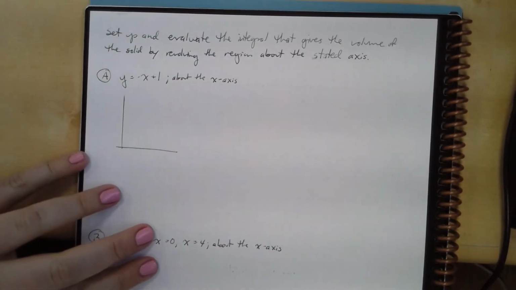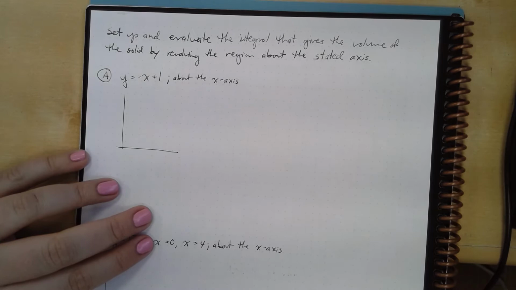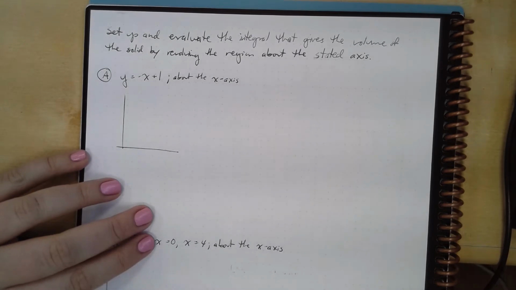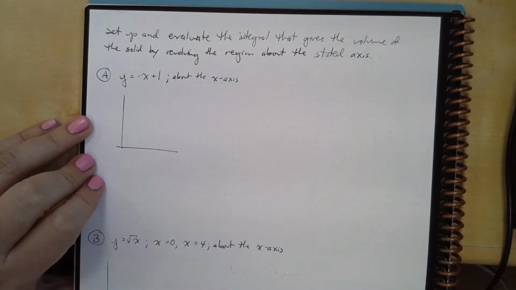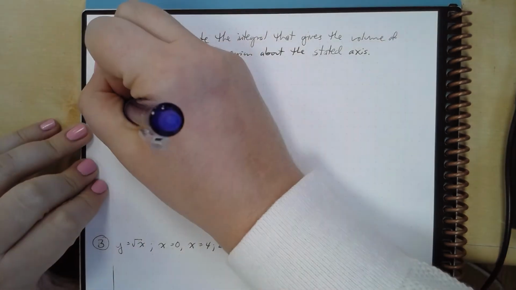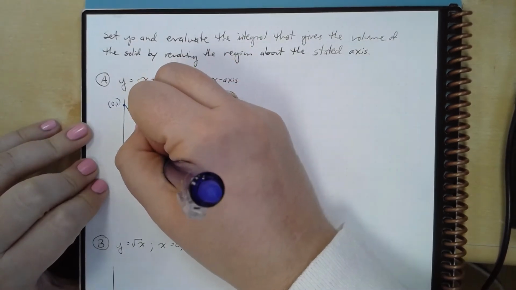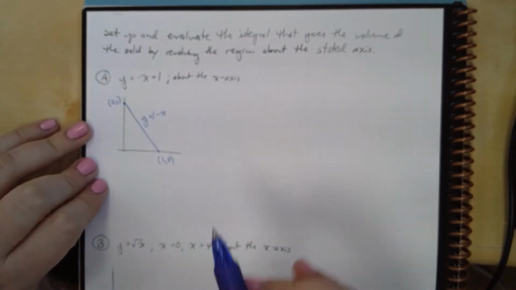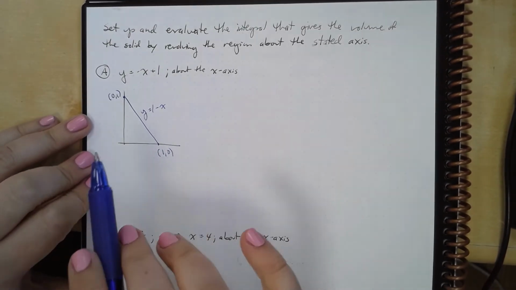So we're asked to set up and evaluate the integral that gives the volume of the solid by revolving the region about the stated axis. So here we have y equals negative x plus 1. We want to rotate that about the x-axis. So if I graph that, can you see that? Yeah, okay. I graph this. I'm going to have an intersection point at 0, 1, and an intersection point at 1, 0. And this is the equation y equals 1 minus x, or negative x plus 1, whatever you want to say. And if that rotates about the x-axis, then we're going to have a cone again.